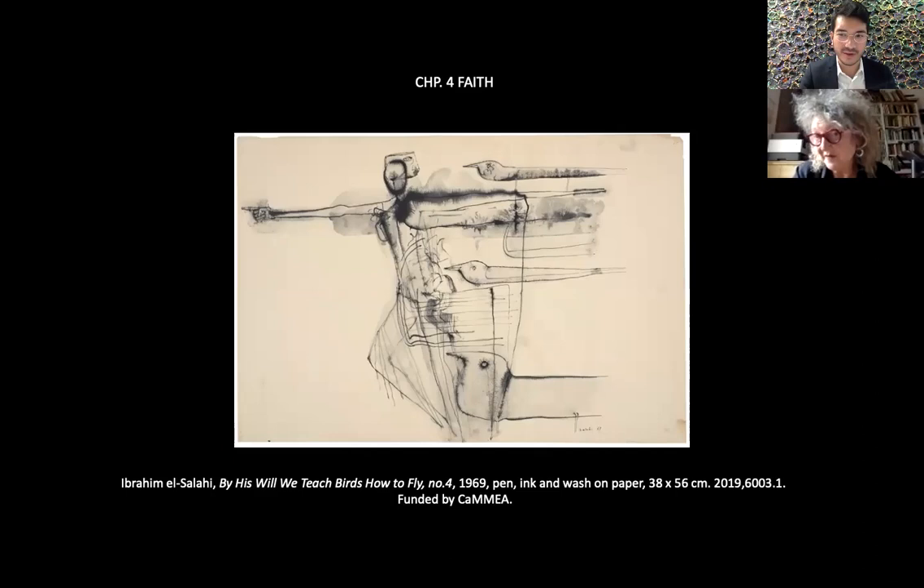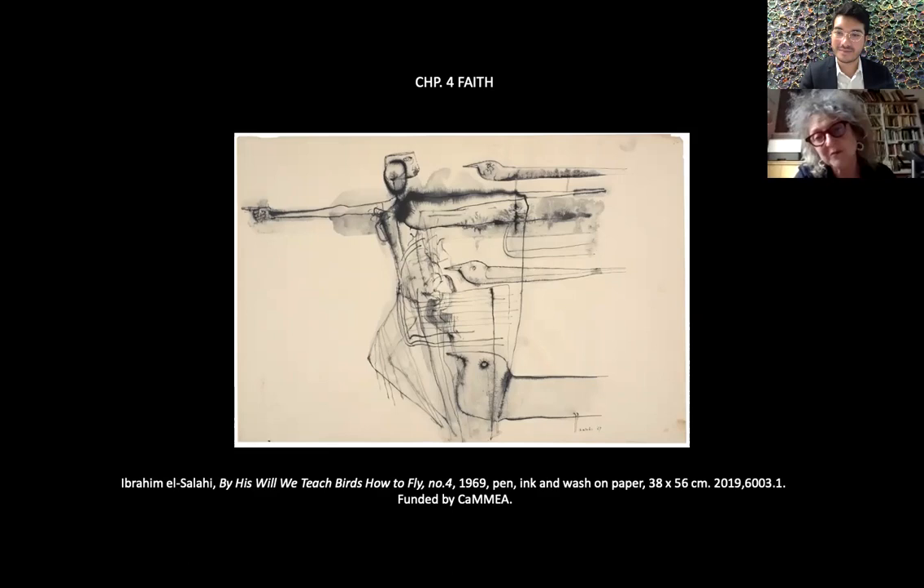He is a Sufi. His father was a Sufi as well. And one of the lovely things about that, this is one of a group of works that he made, this ink and wash on paper, in 1969. And one of the things he talks about is how when his father used to pray, he would stretch out his arm, and he would make his hand into the shape of a bird. And that's what Ibrahim recalls of how his father used it.